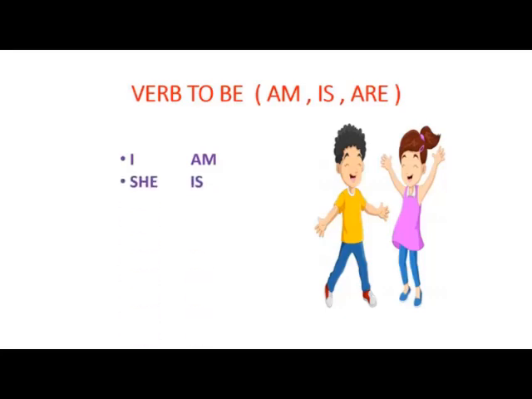I am. She is. He is. It is, you are, we are, they are. Repeat after me, please. I am, she is, he is, it is, you are, we are, they are. Very good, students. Now let's go to the main topic. Ahora vayamos al tema principal.